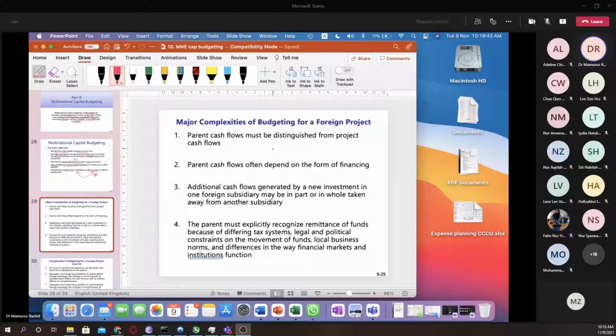Now, what are the complexities involved? Parent cash flows must be distinguished from the project cash flows.